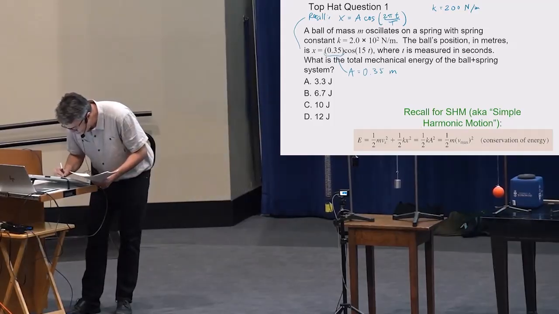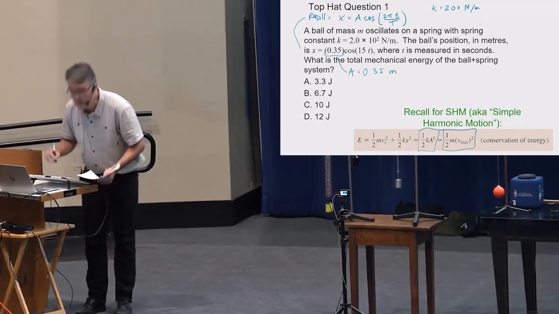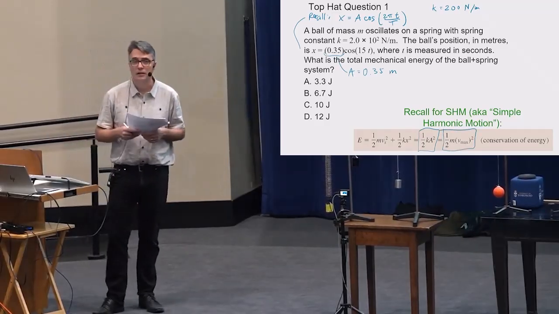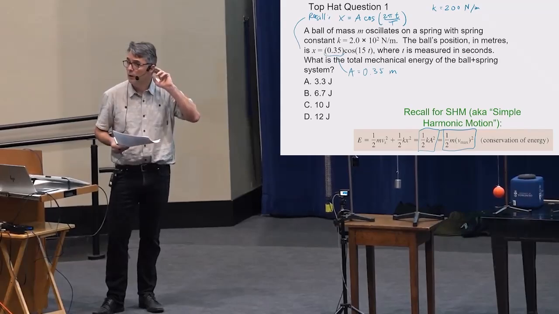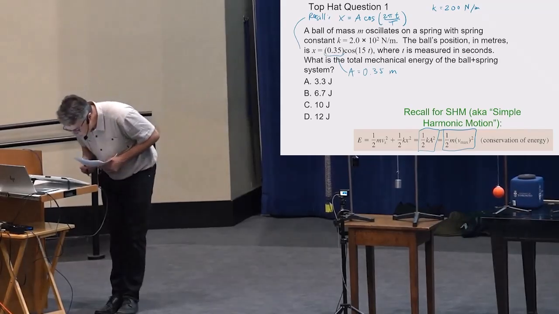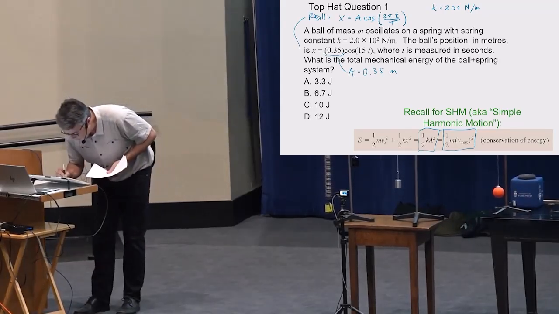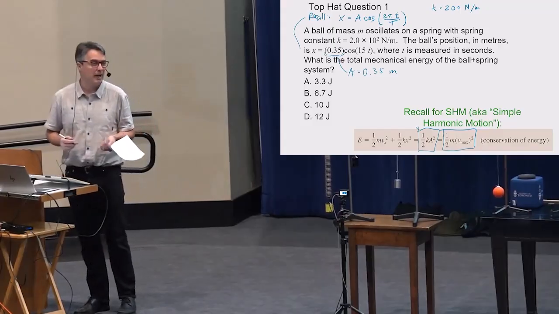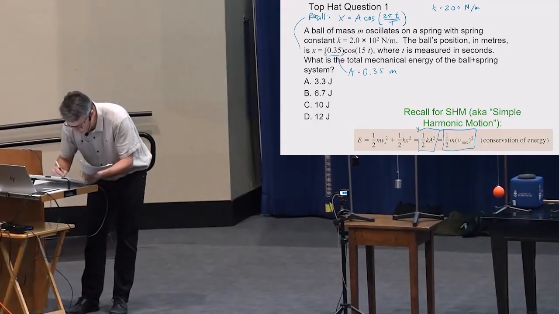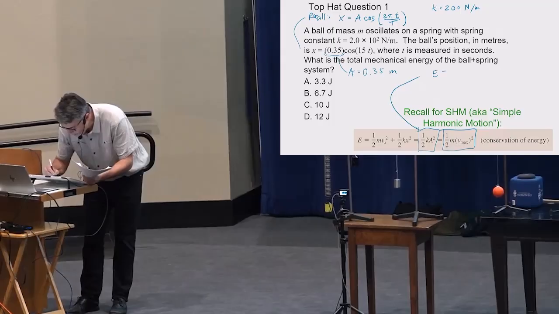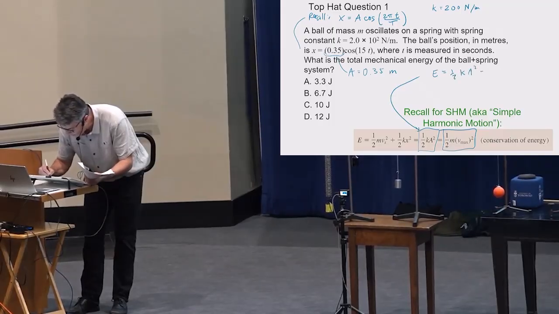And then you get to basically choose. The total energy equals either 1/2 k A squared or 1/2 m v max squared. It's your choice, because they're both the same. They're equal. It's a constant of motion. And which one should we use? I think this is the one, right? Because we don't have v max. No one gave it to us. So let's use this. We'll say E is equal to 1/2 times k, which we have, times A, which we have, squared. So 1/2 times 200 times 0.35 squared.